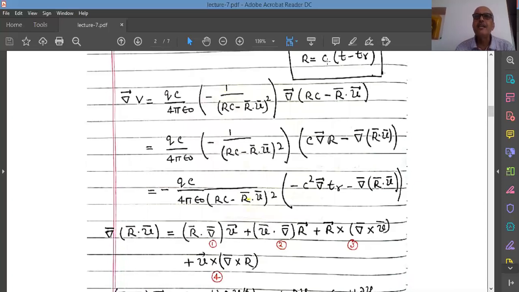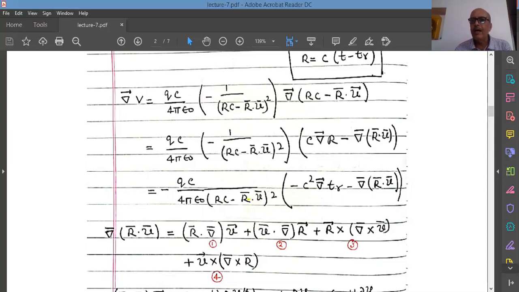R is C into (t minus t_r). If you take the gradient of both sides, gradient of R will be equal to C into gradient of t. Gradient of t will be equal to 0. So therefore, it's minus C into gradient of t_r. You can see the same thing has been written over here: minus C into gradient of t_r. So it becomes minus C square gradient of t_r and minus gradient of R dot v, which is as it is.